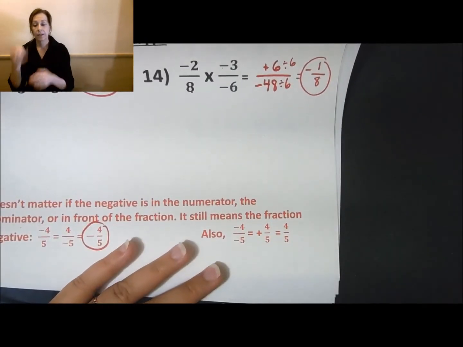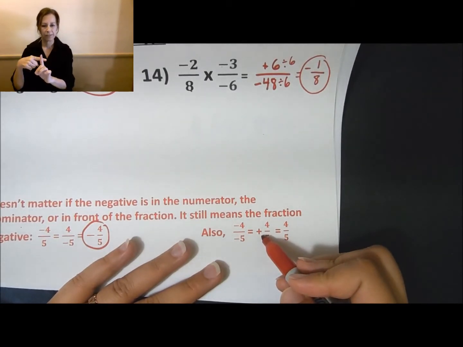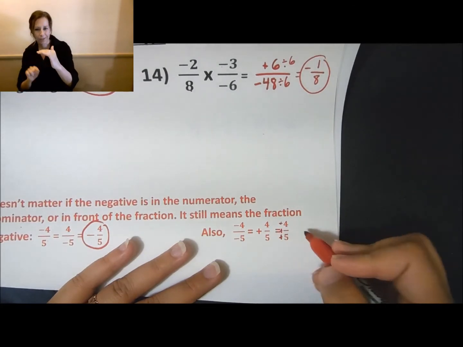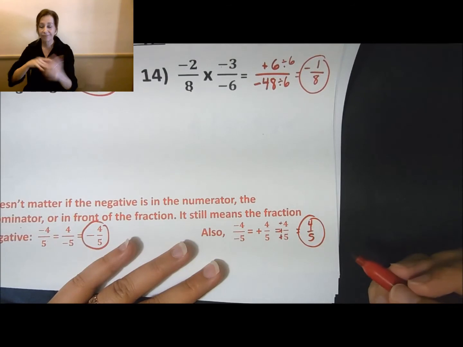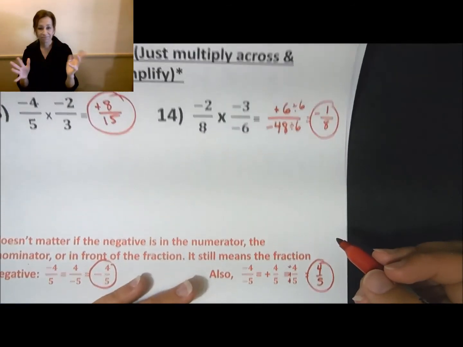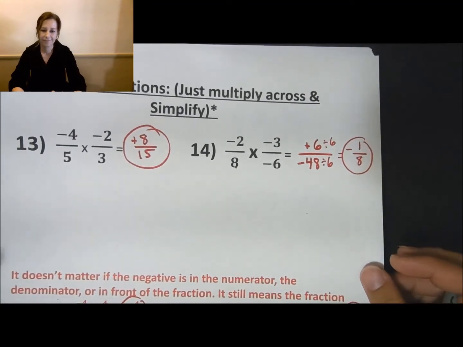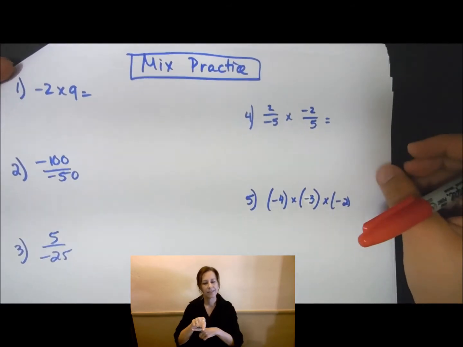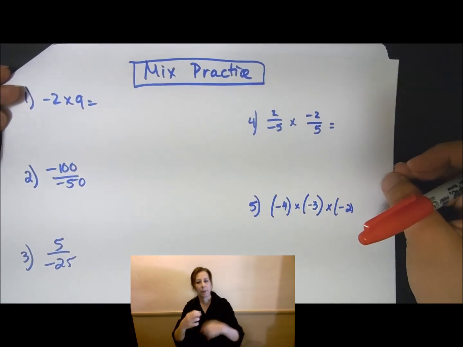So over here, if I have a negative divided by a negative, it equals a positive. And it doesn't matter if I write positive up here, positive down there, positive in front, or if I just leave it alone, like how this one was, and just write 4 over 5. It's the same thing. So go ahead and practice these ones. This is just an extra slide for practice. Press pause and then come back.